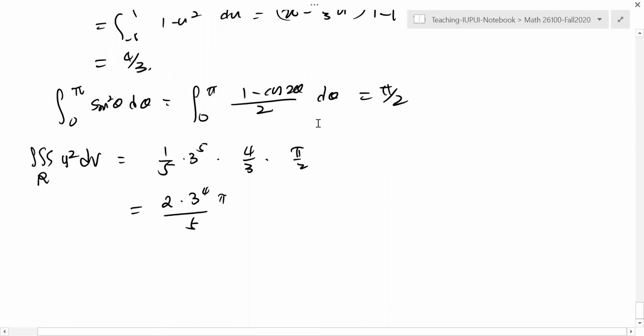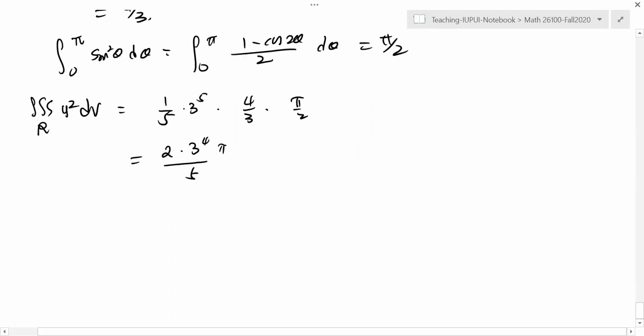All right, this example shows you that yes, you can use spherical coordinates, but it actually takes more time to solve the problem than the traditional method. The traditional method requires some knowledge about 3D geometry.